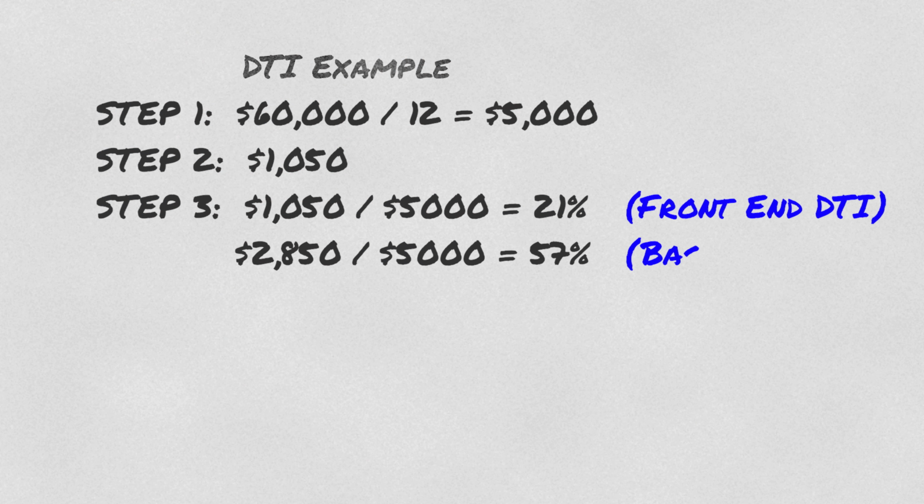Now, in this example, they are looking at a $350,000 home that will have a mortgage payment of approximately $1,800 a month. Total debt is now $1,050 plus $1,800 of mortgage, which is equal to $2,850. Now we take the $2,850 divided by 5,000, we get 57%. This DTI is too high. Most lenders will not give this loan.